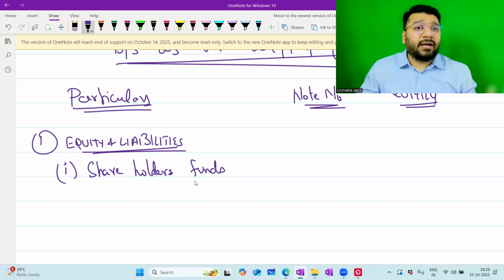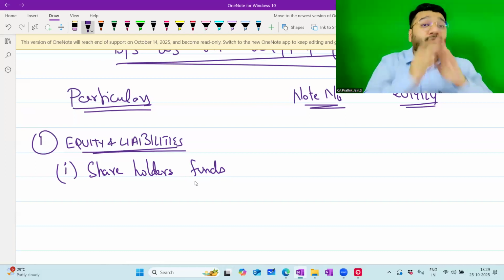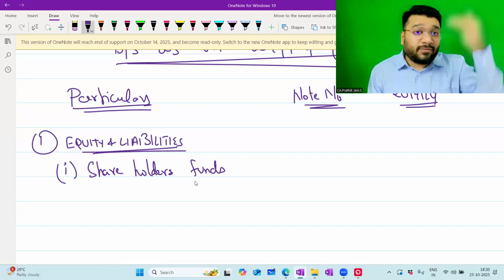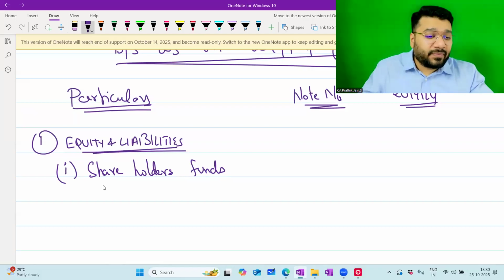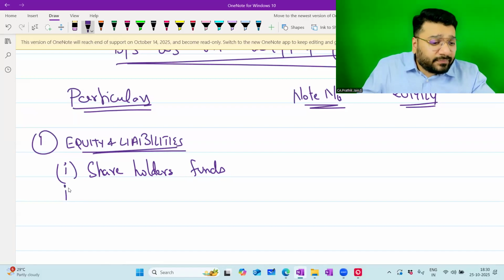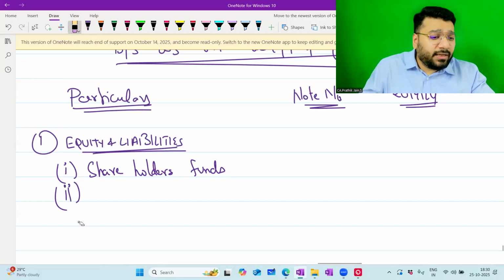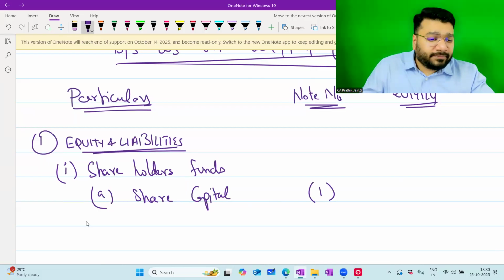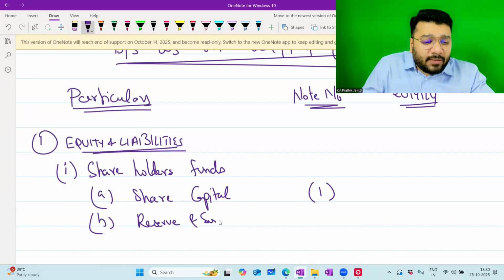And as I said, very importantly, it has got full connection to inter. The very first chapter in intermediate is what? How to prepare the full-fledged financial statement using the format of the P&L and balance sheet. Now, shareholders' funds, next item. Under that, the first item is share capital, note number 1. B, reserve and surplus, note number 2.